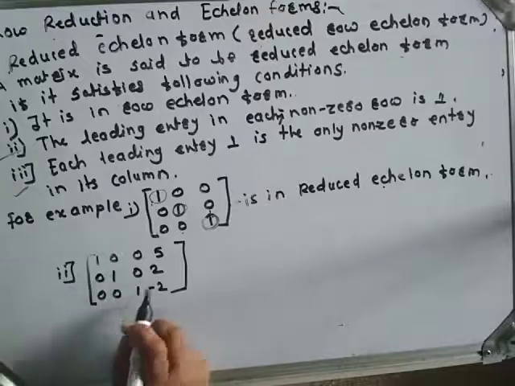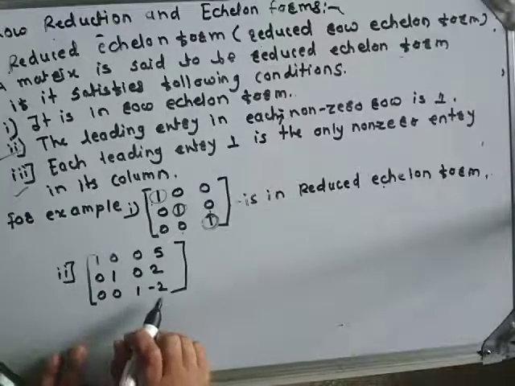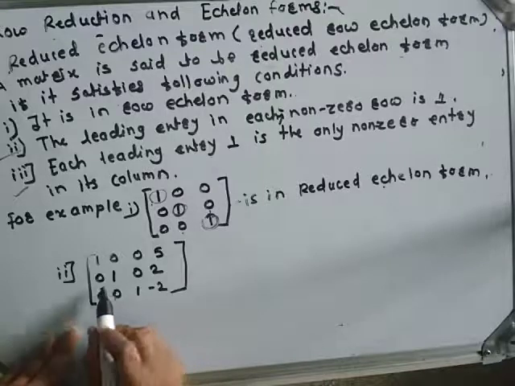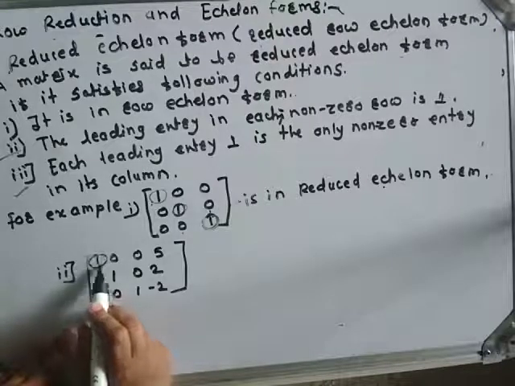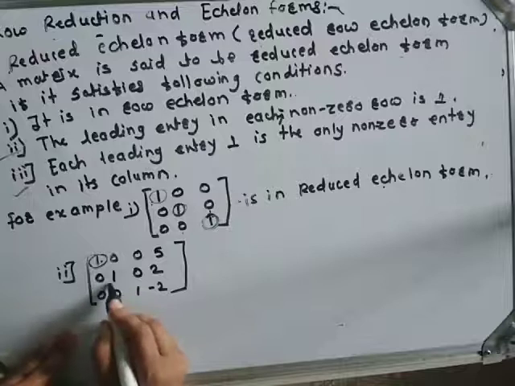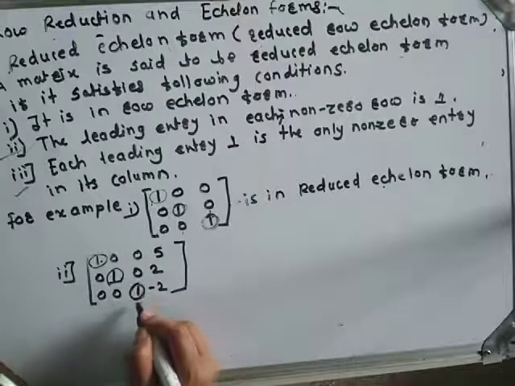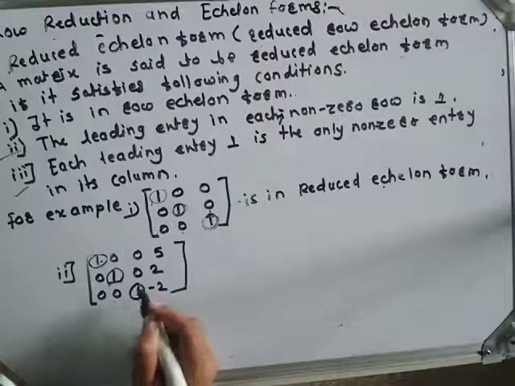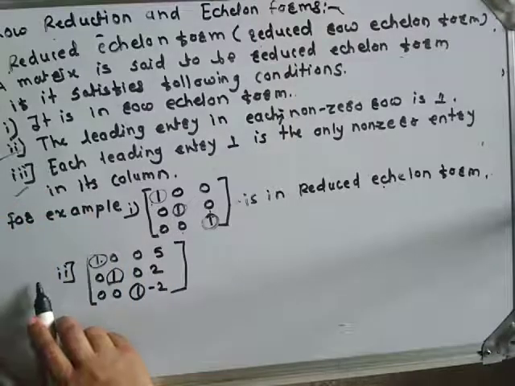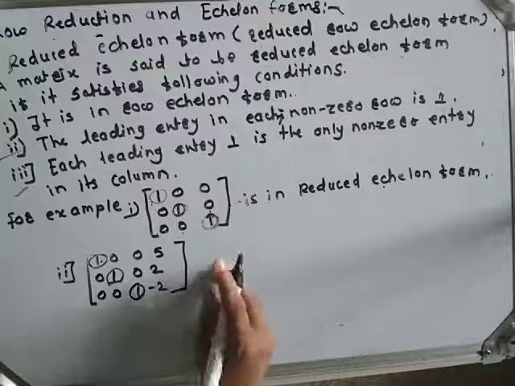See here, this matrix is in row echelon form. For this row, this one is leading entry. For second row, this one is leading entry, and third row, this one is leading entry. Means second condition of reduced row echelon form is satisfied.